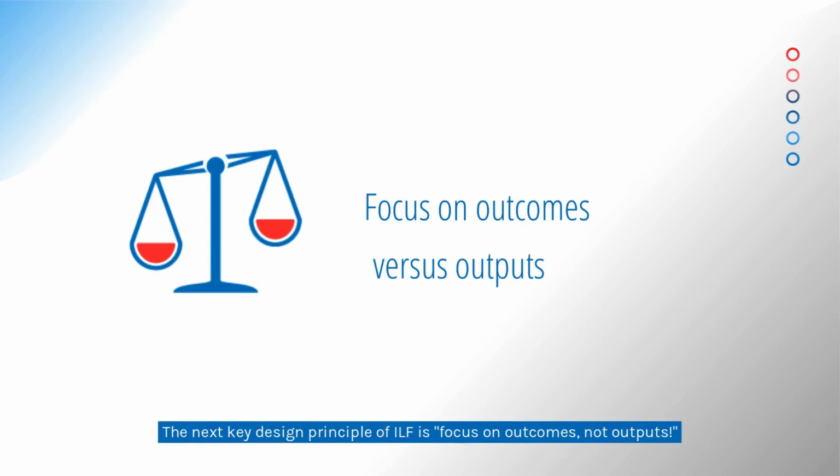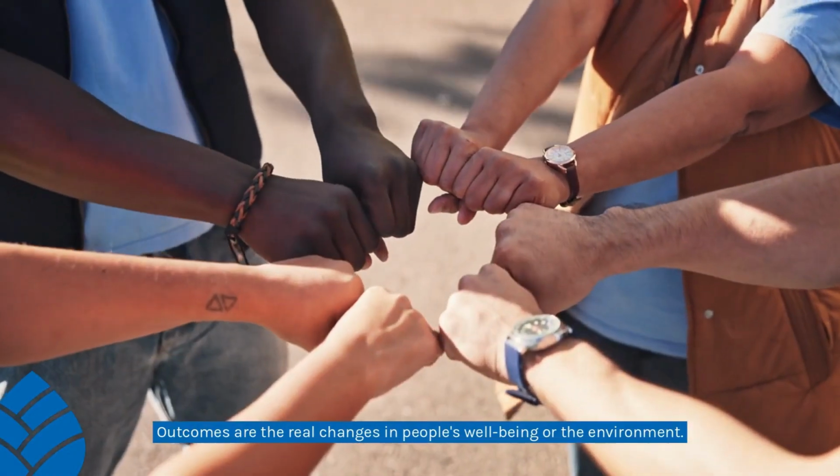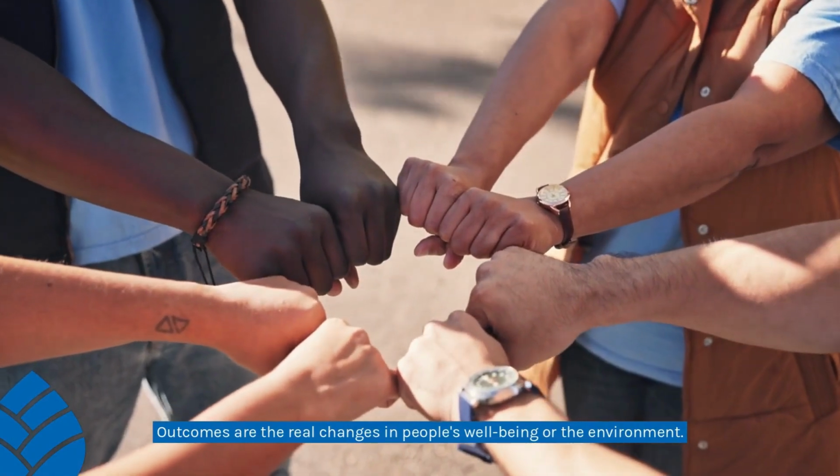The next key design principle of ILF is focus on outcomes, not outputs. ILF is all about driving real impact. To do that, it focuses on outcomes, not just outputs. So what's the difference? Outcomes are the real changes in people's well-being or the environment.